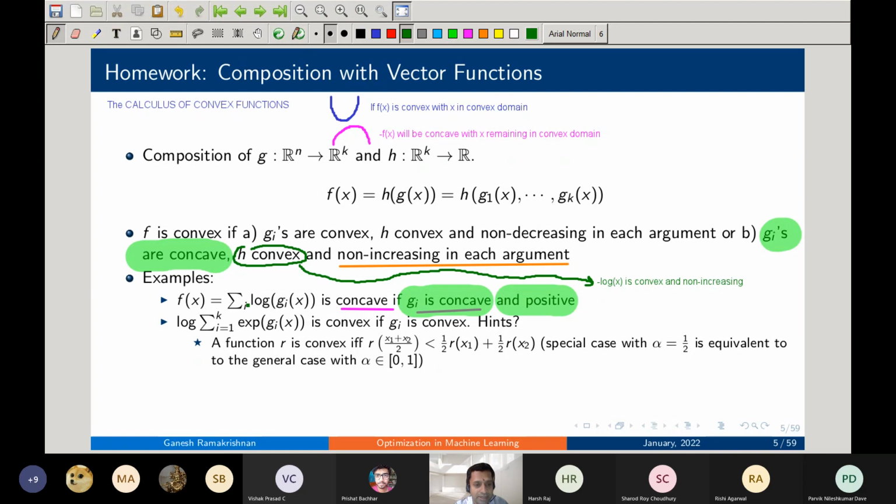So overall, if you put a negative, you would have got convexity. Now without the negative, you have concavity. That's all. Okay, so that should be simple. Let me know if you have questions here. Otherwise, we'll proceed.